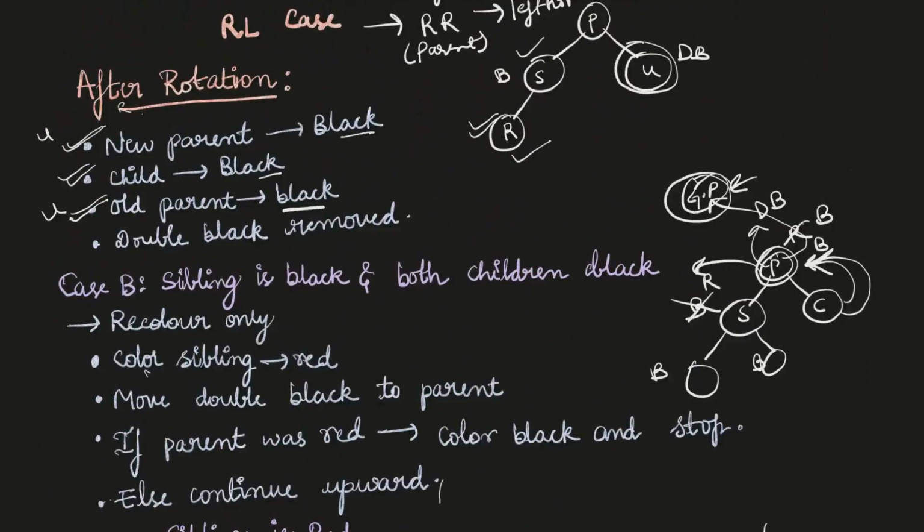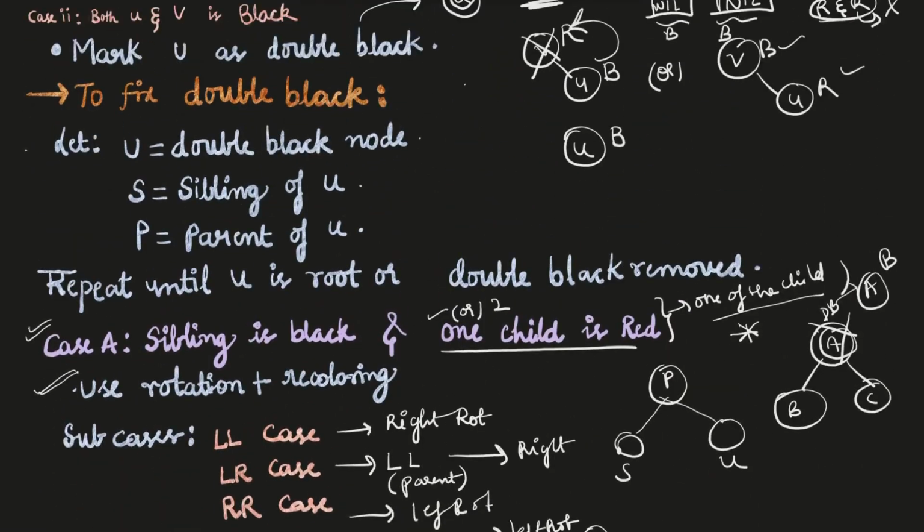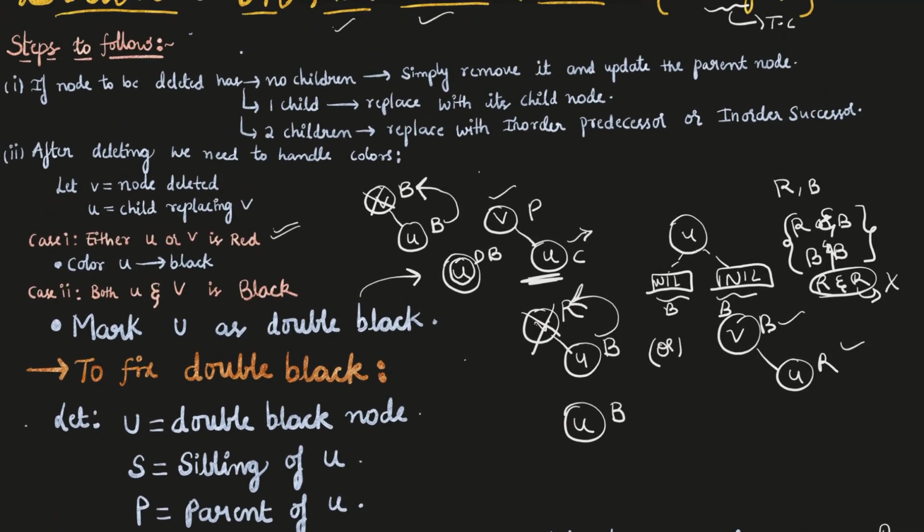I'll again replay the conditions so that you will get clarity. If a node is red and it's a leaf, you can directly delete it. If it has one child, then you need to replace it. If it has two children, you need to take the in-order predecessor or in-order successor. Now if either of U and V, where U is the child which is replacing our deleted node, is red, then you can simply recolor it with black.